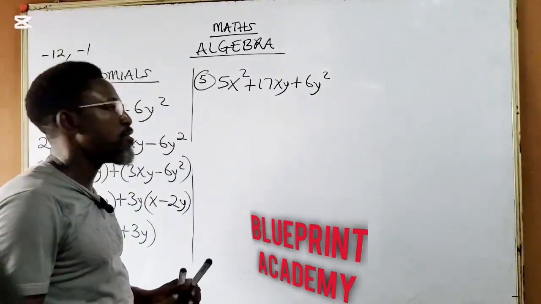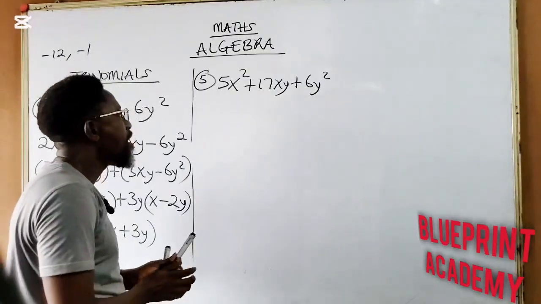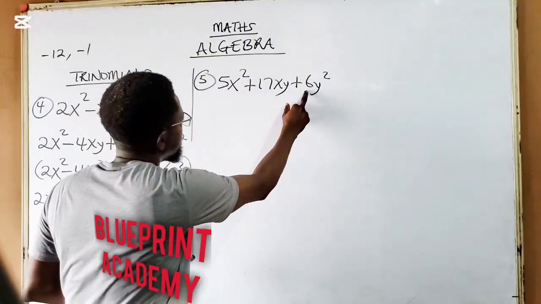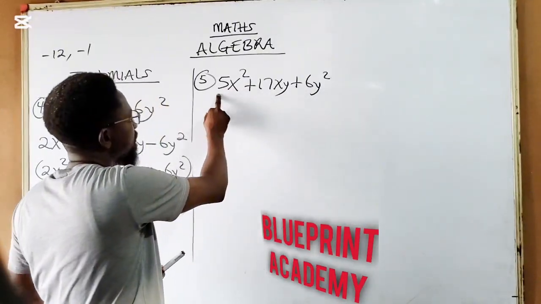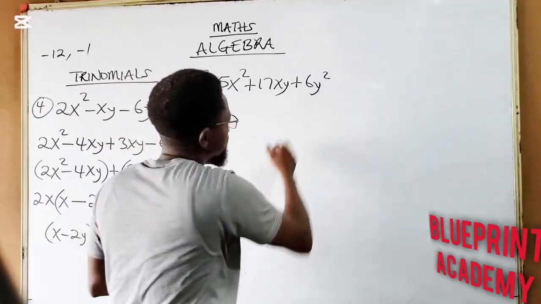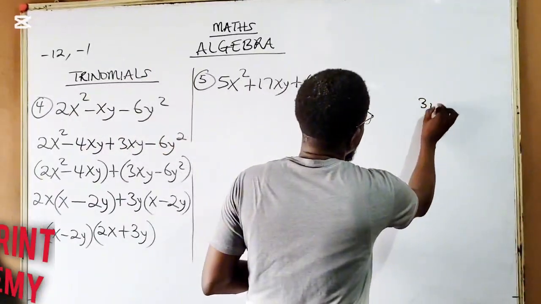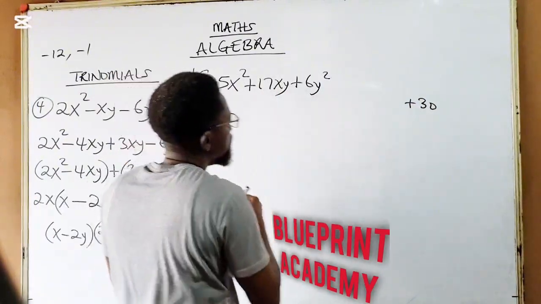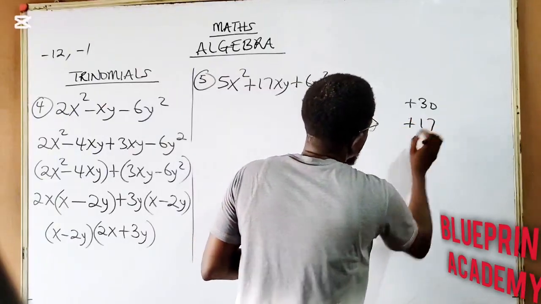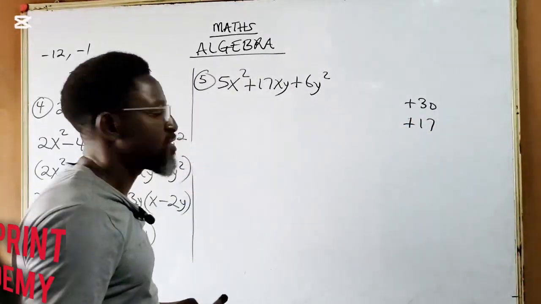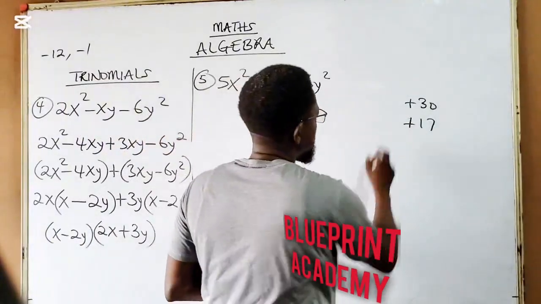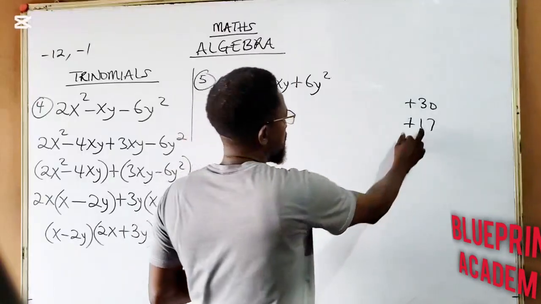Alright, let's proceed. So what we have is, here is 5 and here is 6. The coefficient of x squared is 5. So I have 5 times 6 here. That will give us 30. That's plus 30. Then what we have at the middle is plus 17. So now we look for two numbers such that when you multiply them, it will give us plus 30.